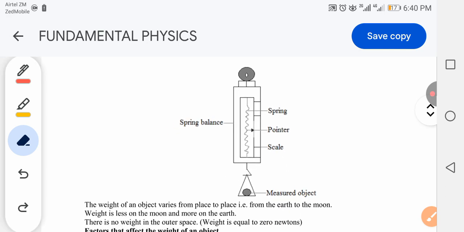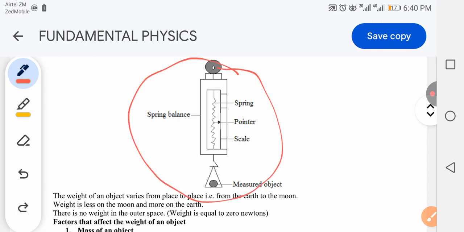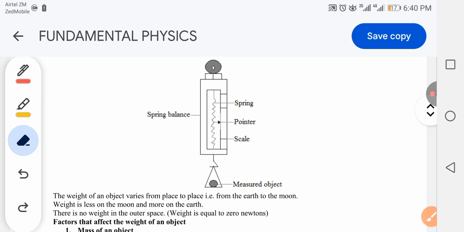So this is how the spring balance looks. How it works is that you have the spring, and you have the pointer attached to the spring, and you have the scale here.